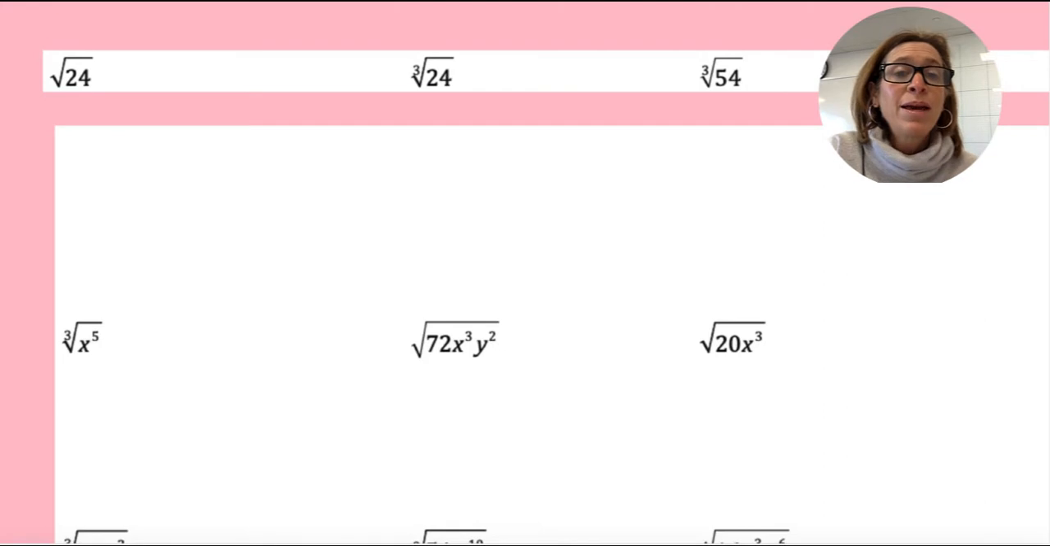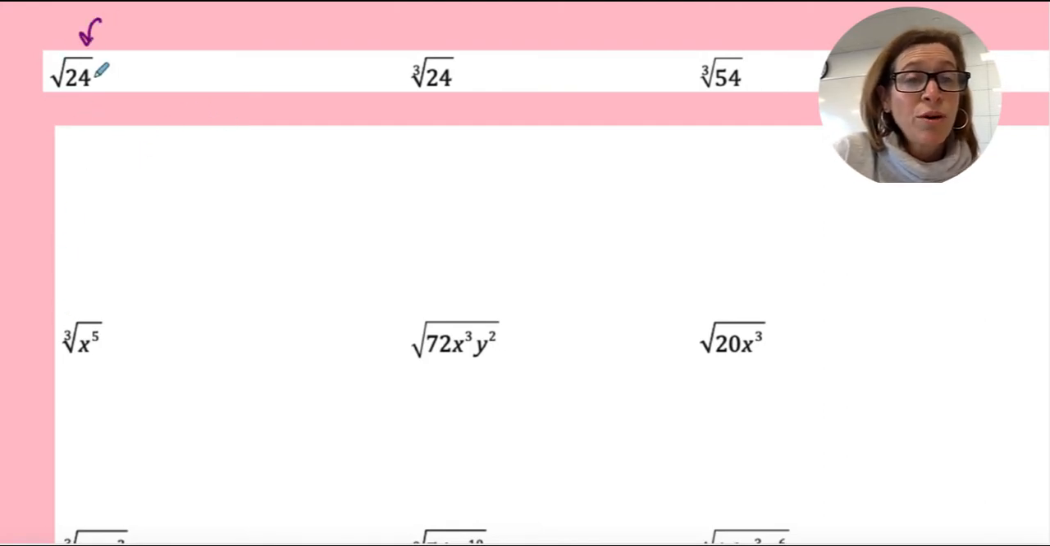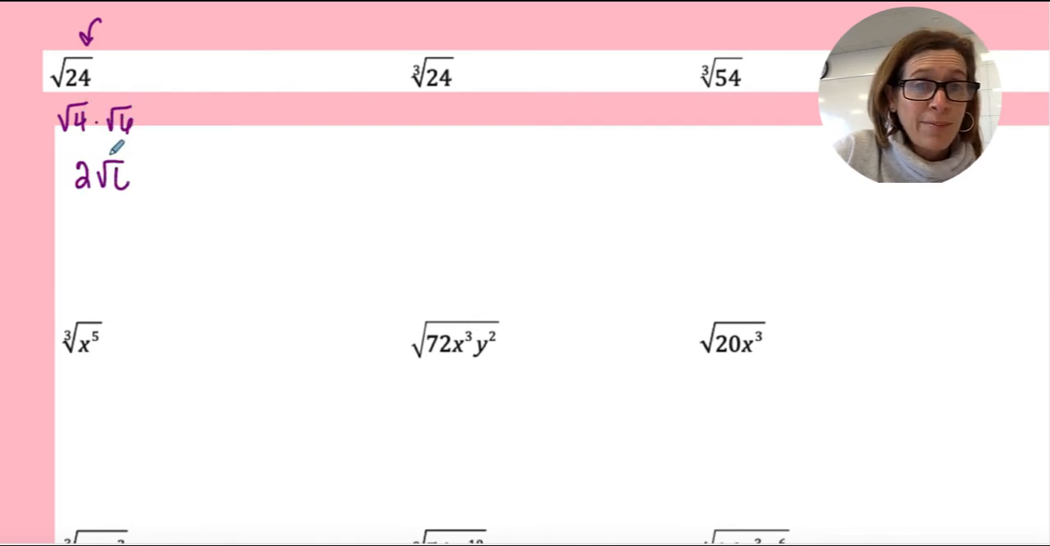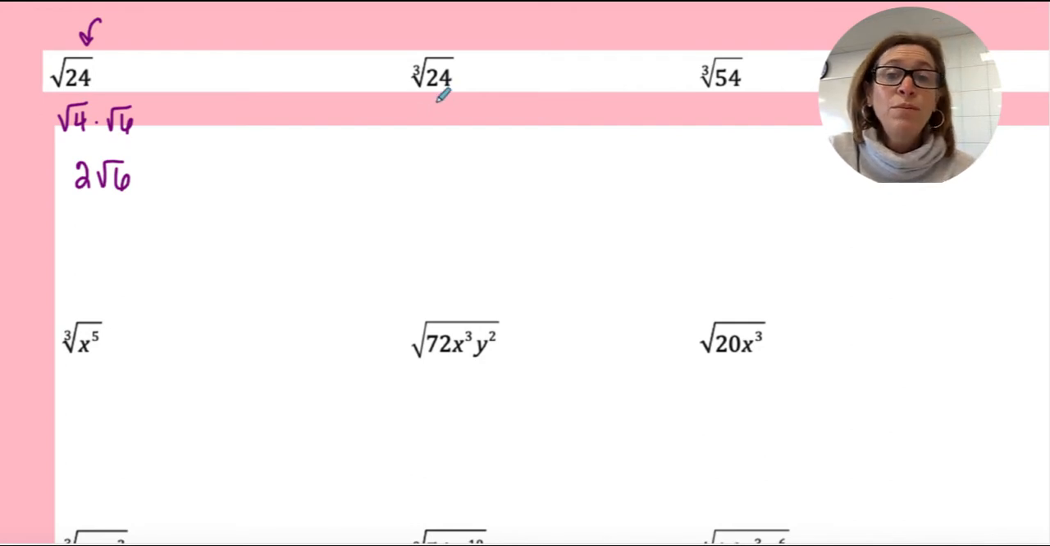Okay? Maybe let's think about what we used to do with 24. With the square root of 24, we would break it down into perfect squares. So I break that down into the square root of 4 times the square root of 6. So that would be 2 root 6. All right, but now the cubed root of 24, I have to think about what are my perfect cubes.